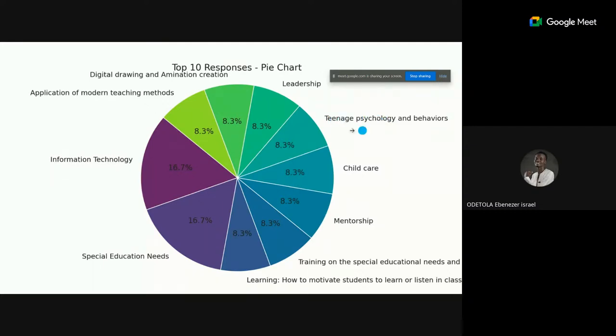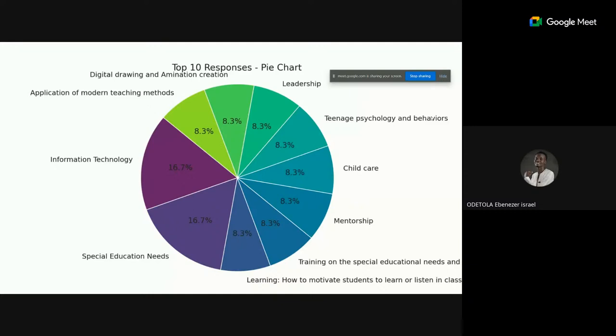I gathered this data: teenager psychology and behavior. This teacher said that he or she wants to understand what? A lot of them said that they want to understand teenager psychological needs and behavior. So it simply means that there's no way to address this in the school. They also said child care. How are they going to care for the children? This is actually very mind-blowing.